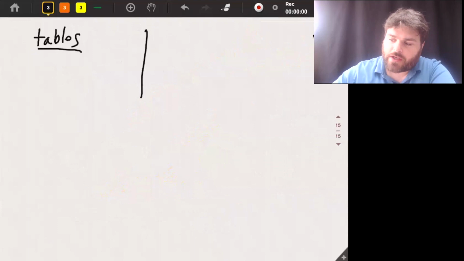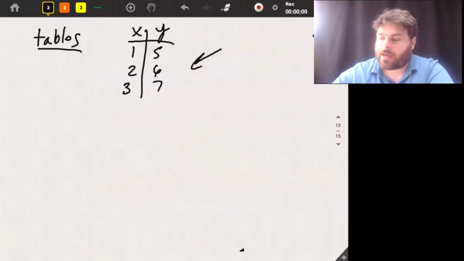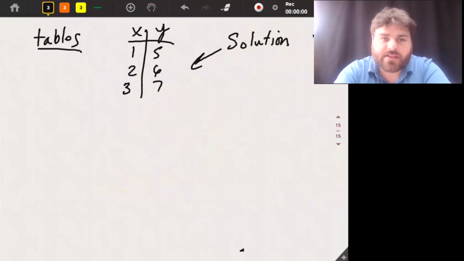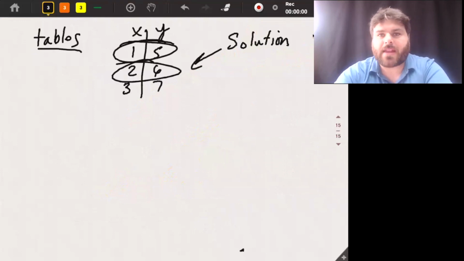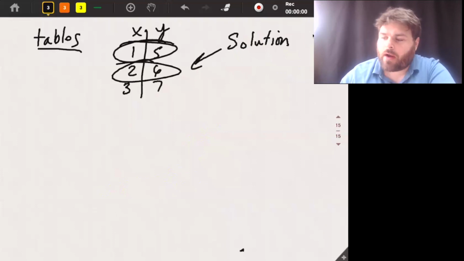Okay, this is for 2 dimensions when we have an x and a y number. So 1, 5, 2, 6, 3, 7. These are all solutions. So everything in that table is a solution. Remember, a solution is just a number that makes an equation true. So these pairs of numbers, like 1 and 5 together or 2 and 6 together, those pairs of numbers make that equation true. All right.